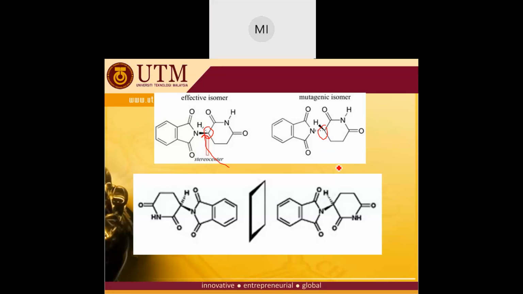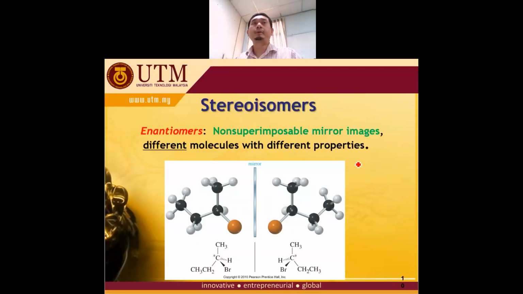Okay, so we go back to the chemistry part. You already learned about the chiral object. When we apply it to a molecule, to compounds, we use the term enantiomer, meaning a non-superimposable mirror image, a different molecule with different properties. It's the same as the chiral object, but here we apply it to molecules.